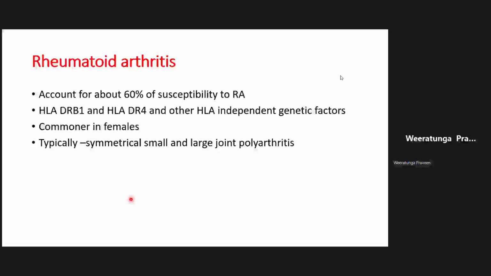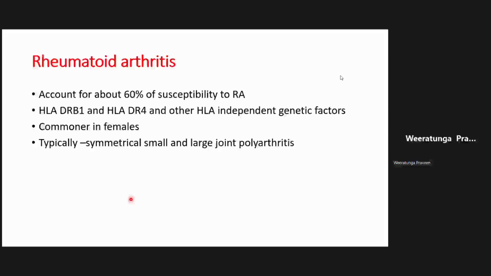Okay. Moving on to rheumatoid arthritis. Remember again that there is a genetic component, and one of the key genetic determinants are these HLA DRB1 and HLA DR4. So these are the main genetic associations of rheumatoid arthritis. The HLA genes, HLA DRB1 and HLA DR4.